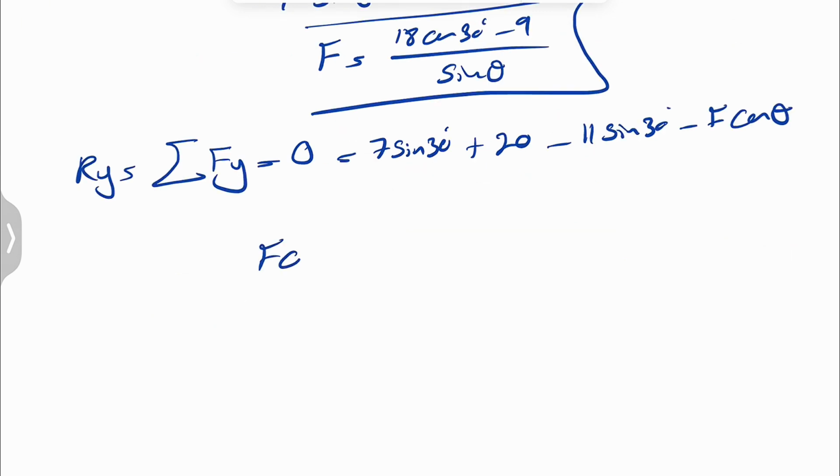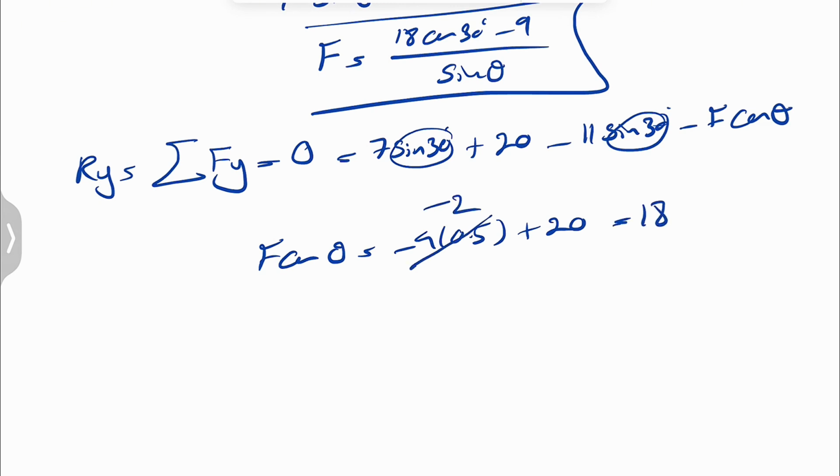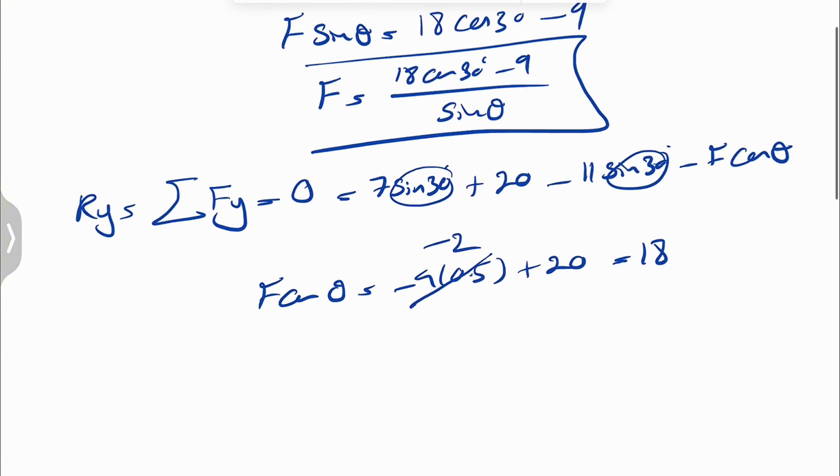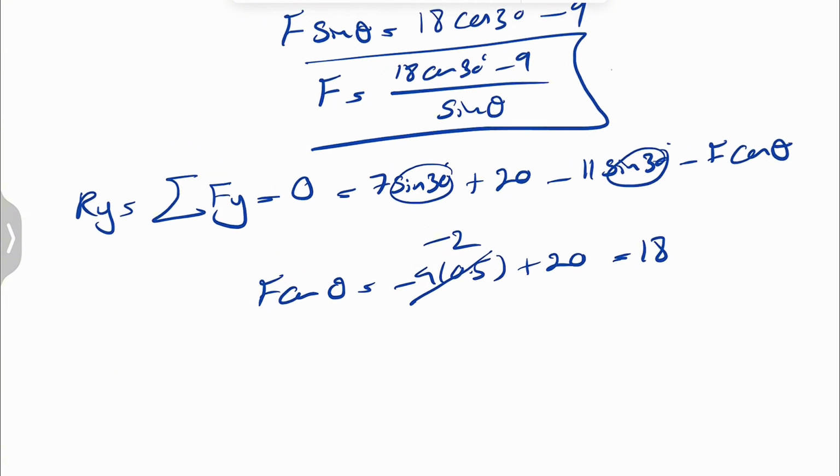So from here we can find F cosine of theta, which is basically, again, we can factor sine of 30 from these two, so 7 minus 11, minus 4, times sine of 30 which is 0.5, plus 20. So this is going to be minus 2, and this will be 18. And then we put in the value that we have for F.